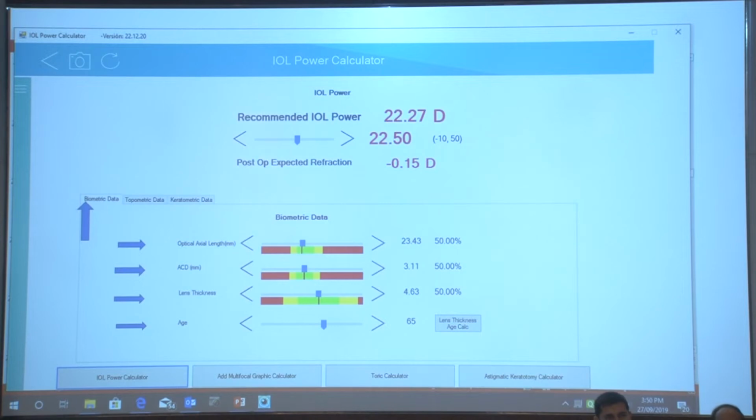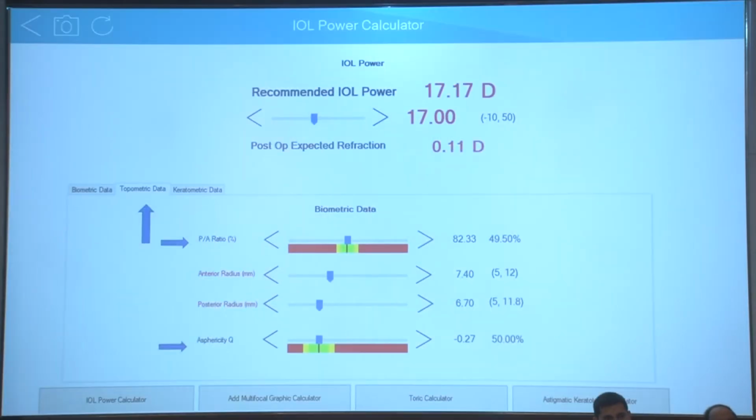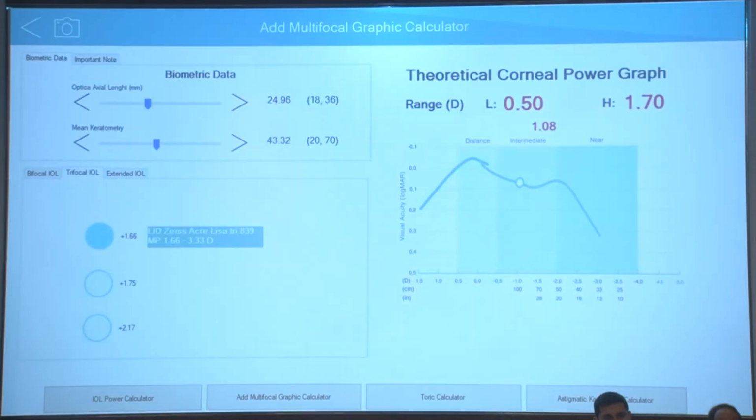Now what it gives, not only the biometric data, it also has topographic data. The topographic data is considered as a posterior anterior ratio and the corneal sphericity consideration in the IOL power calculation for this formula. Another important feature in this calculator is a selection of the patient for the multifocal or EDOF lenses. It gives the defocus curve. So suppose a patient has more near vision, or suppose a patient wants more intermediate vision, you can select which trifocal will be best for the patient according to the patient's data, because it is considering the corneal sphericity, PA ratio, everything has been considered.